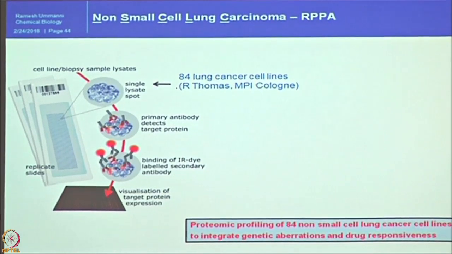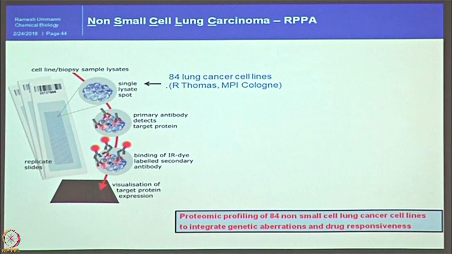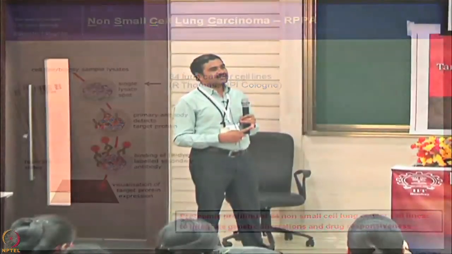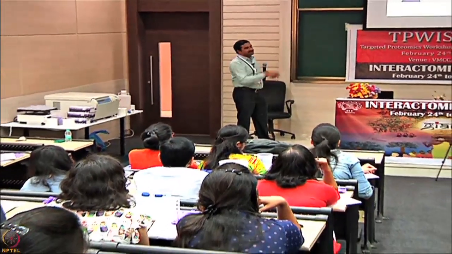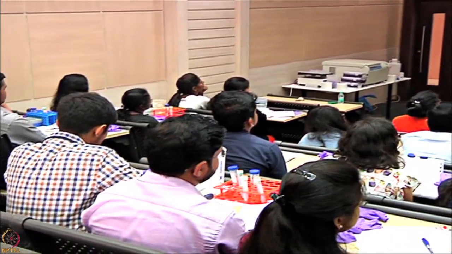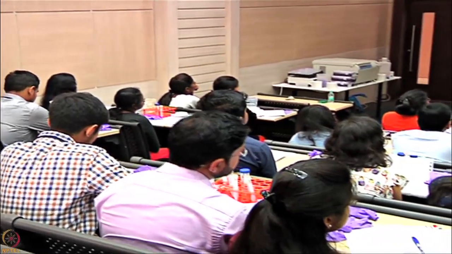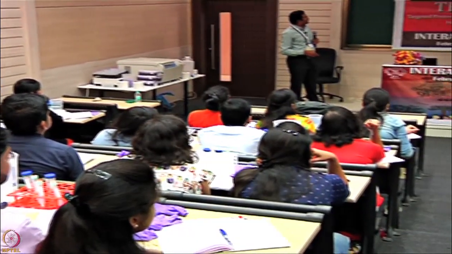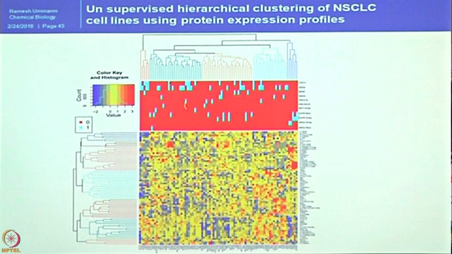Of course, it is very difficult to get patient samples with all possible molecular subtypes. But one group in Cologne, Roman Thomas' group, has established 84 lung cancer cell lines from different molecular subtypes of patients. So we know what kind of mutations they have; all the genomic data, the genomic fingerprints, are available. But which pathways are activated or inactivated is not known. These are the genetic aberrations which are causing lung cancer today, and these 84 cell lines have these 11 different mutations. We performed the proteomic profiling using the 782 antibodies from the 12 different pathways in the previous slide.